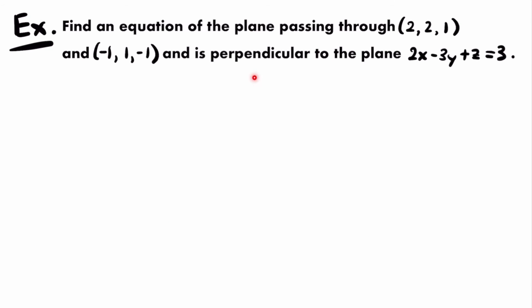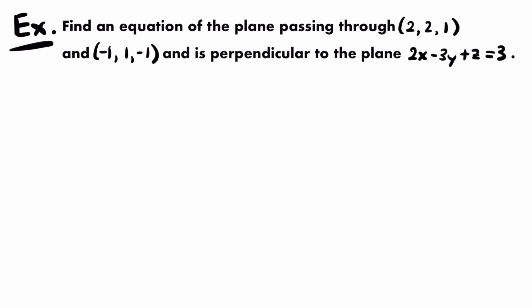All right, so for this example, we want to find an equation of the plane passing through the points 2, 2, 1 and negative 1, 1, negative 1 and is perpendicular to the plane 2x minus 3y plus z equals 3. All right, so this is probably the most complicated example in this video. This example has the most things going on here.